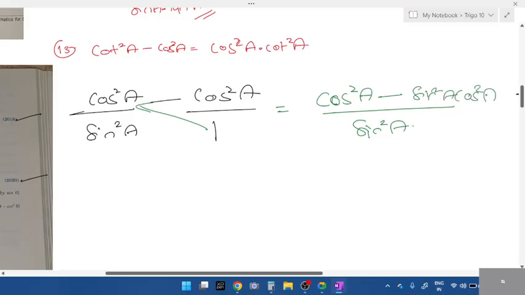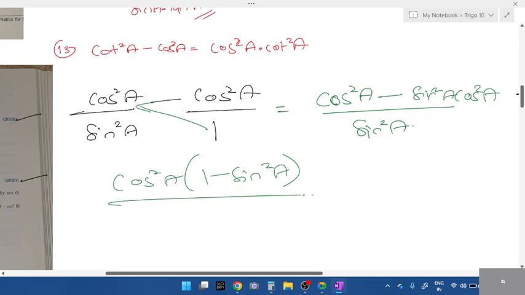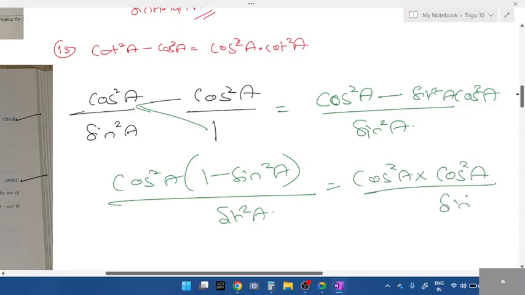Write it together. Cos square A is common, right? Get 1 minus sin square A. So this cos square A, sin square A, 1 minus sin square A, if I convert it, gets cos square A. I keep cos square A as it is, and this I'll pair together. If I pair the reciprocal value of cos by sin, it is cot square A.